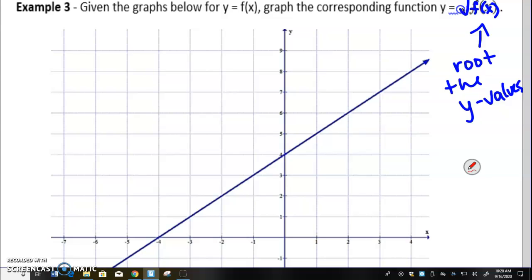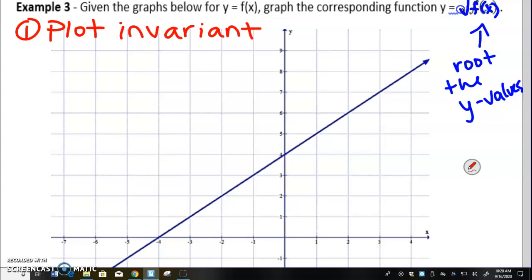Step 1 is always plot the invariant points. And that's because you guys know they haven't changed. So those are the easiest ones. Remember, the invariant points are where y equals 1 and where y equals 0. So on this graph, you start at a y value of 1, and then you go over and see where that meets up with your graph, and that point is going to be invariant. Then you go to a y value of 0. You go over to where that meets your graph and plot that point. That's also going to be invariant. So right away, plot your invariant points.